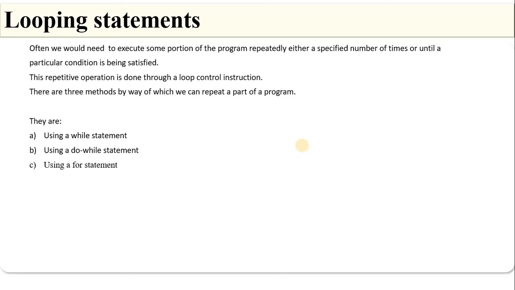Often we would like to execute a certain set of code block repeated times, for 5 times or for 6 times or for some n times, or until a condition is met. There are 3 methods by which we can repeat a part of the program multiple times. We can do this using a while statement, or a do while statement, or a for statement. So while statement, do while statement and for statement are looping statements.